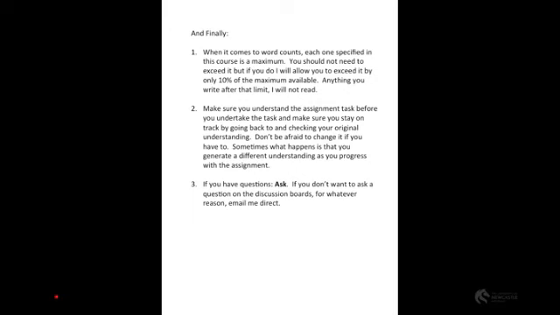Make sure you understand the assignment task before you undertake the task, and make sure you stay on track by going back to and checking your original understanding. Don't be afraid to change it if you have to. Sometimes what happens is that you generate a different understanding as you progress with the assignment. If you have questions, ask. If you don't want to ask a question on discussion boards for whatever reason, email me directly.